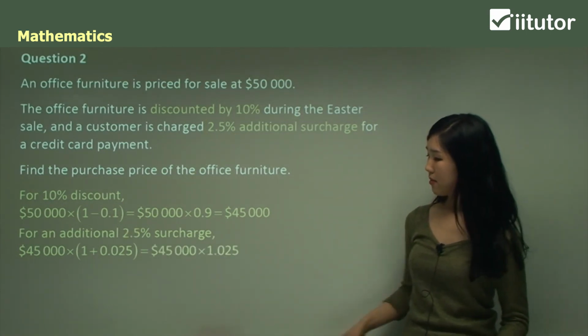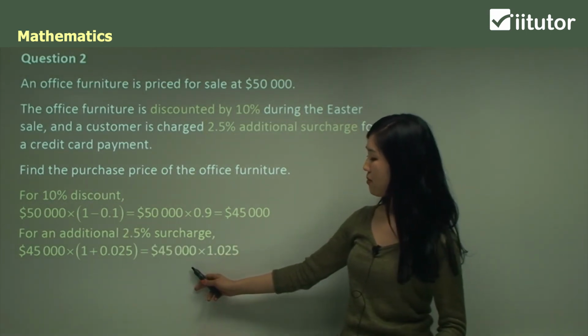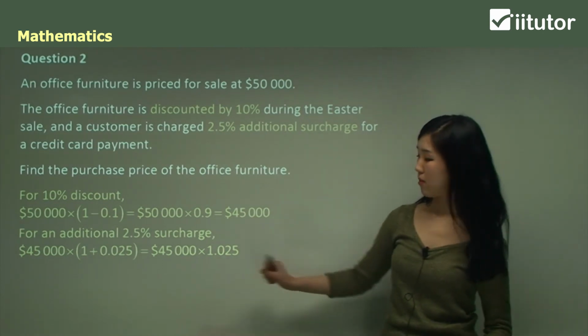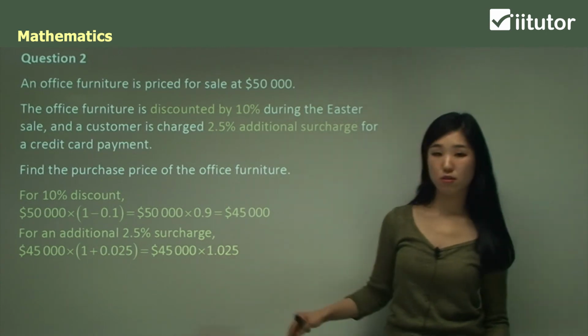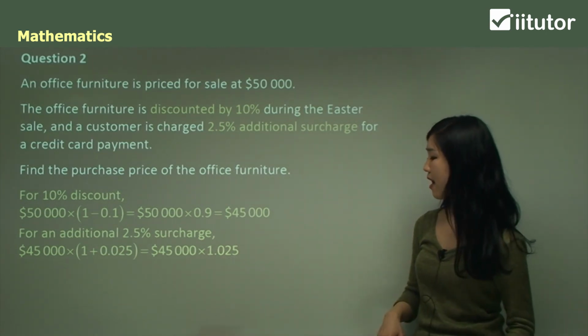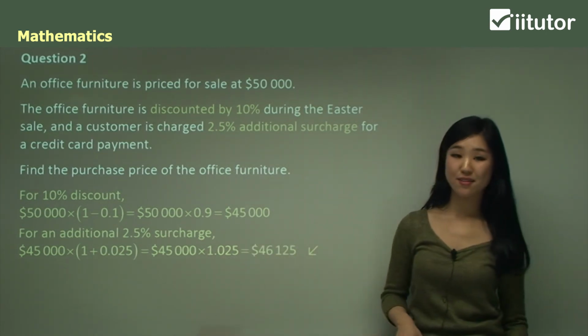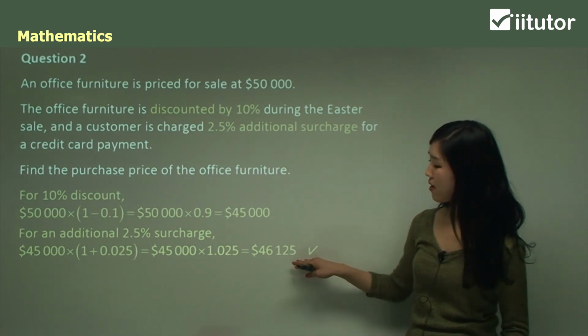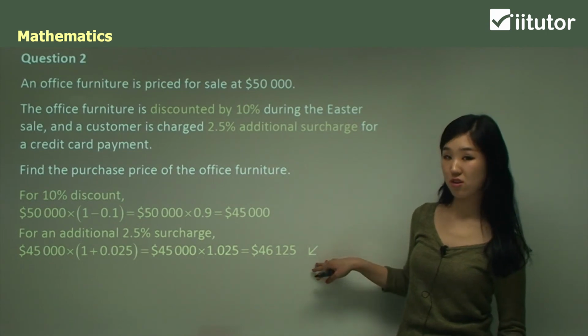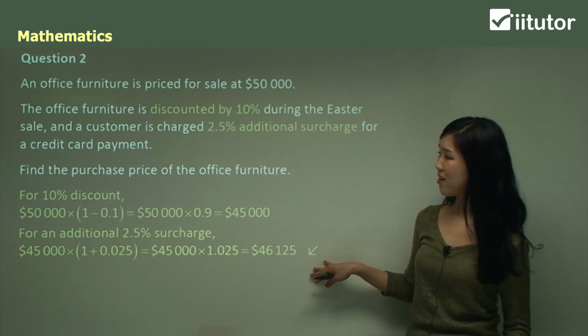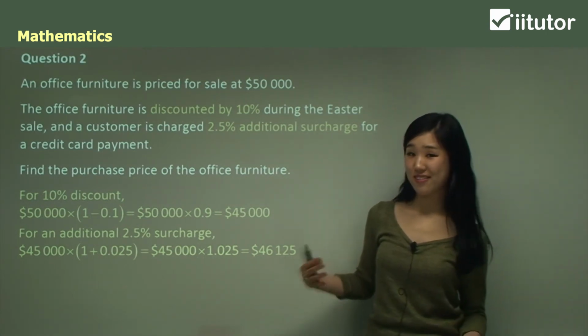So do that. It's $45,000 times 100%, plus the extra 2.5%, which is going to be 1.025 as a decimal. Now you calculate that, it's simply something like that. So this is my final price. Now this price is a little bit more than this one, isn't it? Because of the additional surcharge. Okay, so that's basically all about discounts and surcharges.